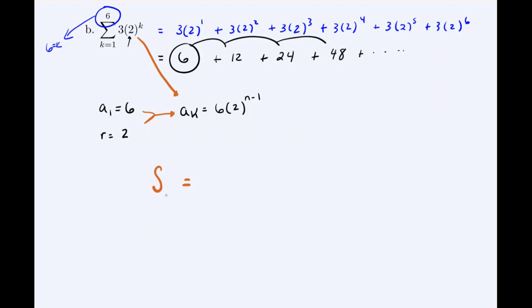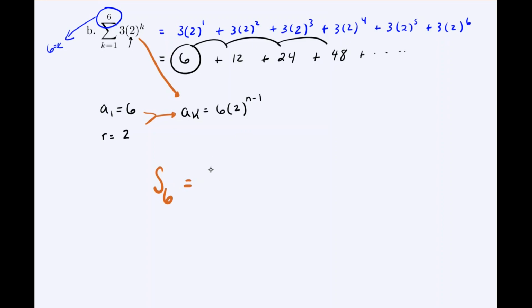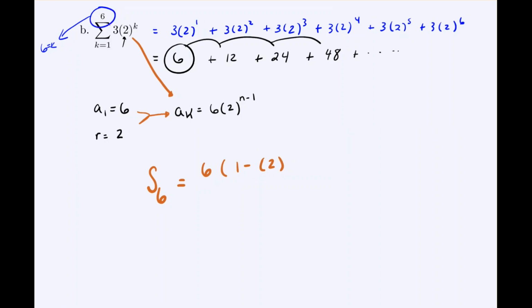So the sum of the first 6 terms is going to be equal to the first term 6 times 1 minus the common ratio to the, okay, in this case we're adding up the first 6, so that's what goes there, all divided by 1 minus the common ratio. And I do want to point out this 6 is different than this 6. This 6 comes from the first term, whereas this 6 comes from the fact that we're summing up the first 6 of these. So that is one thing to keep in mind, the difference there.